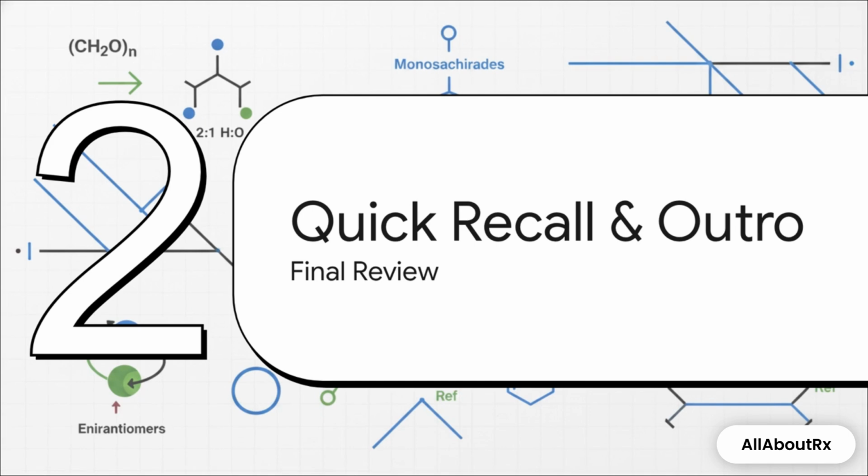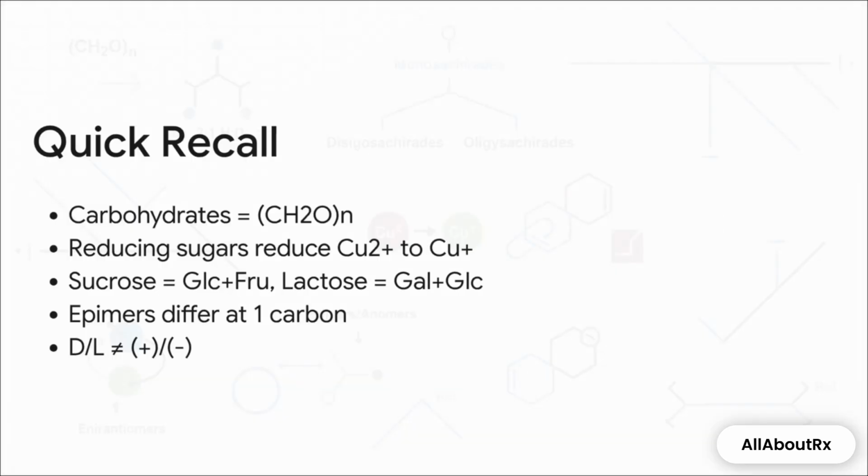All right, we made it to Section 5, Quick Recall and Outro. Let's see how all these foundational rules come together. Go ahead and grab a screenshot of this high-contrast summary right now, because these are the absolute core takeaways you need to have memorized for your upcoming exams. Remember the empirical formula. Remember that reducing sugars need a free aldehyde or ketone to reduce copper. Burn "some ladies may" into your brain for your disaccharides.